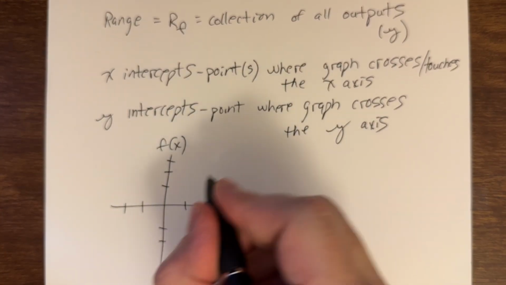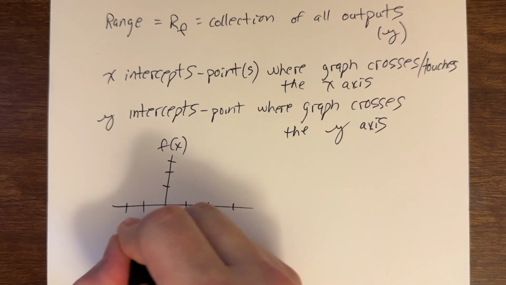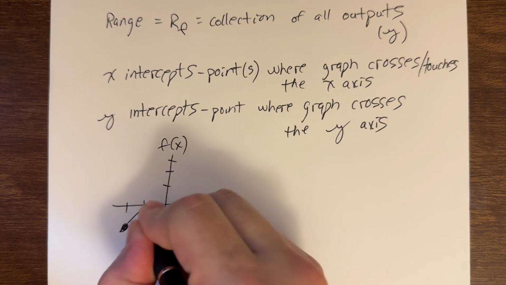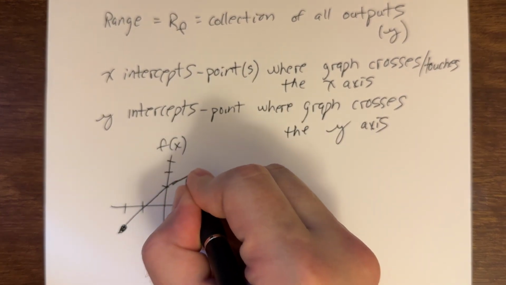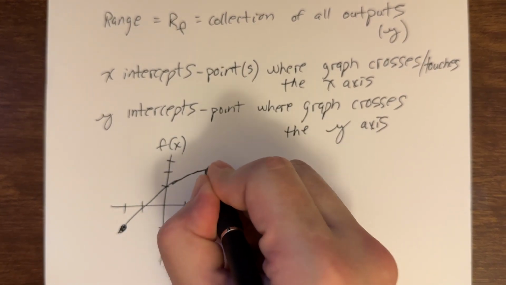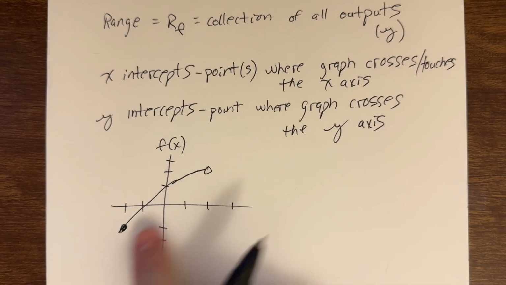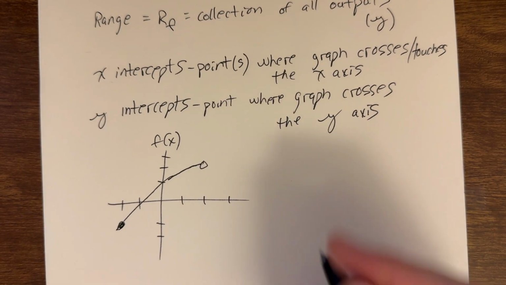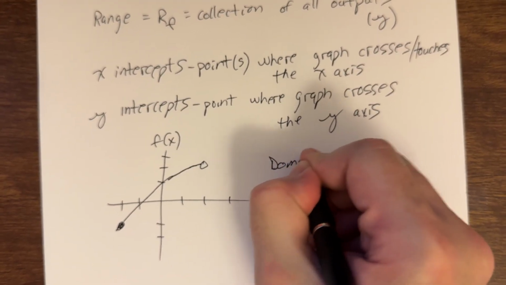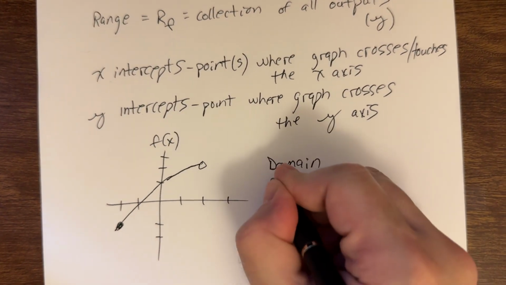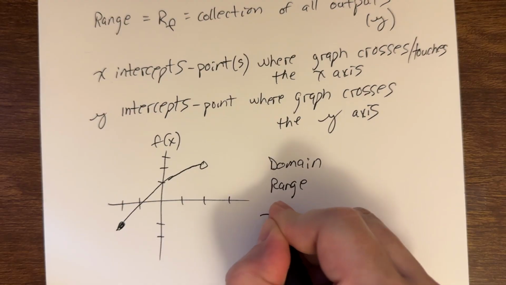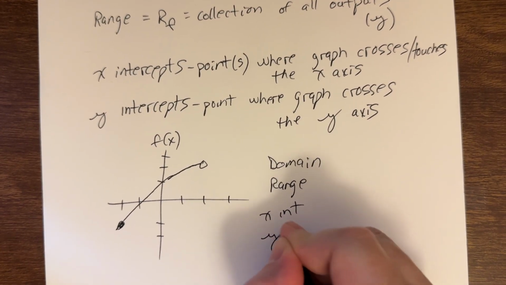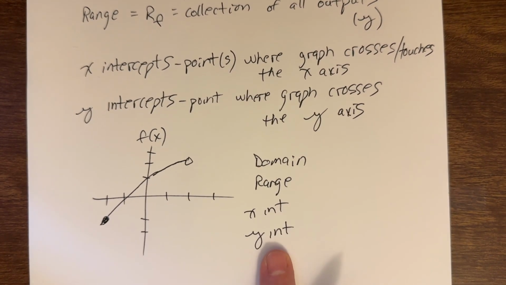And my function does this. That's it. Just very simple. What are we looking at? Well, let's get a few of those trickier points. Let's again do our domain. We'll do our range. We'll look for any x-intercepts, and we'll look for any y's.